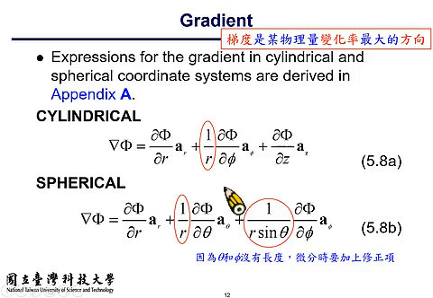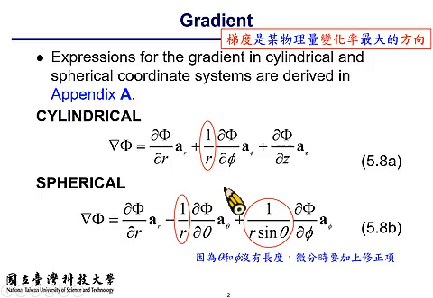The gradient operator in the Cartesian coordinate system is relatively straightforward. You are just taking the partial derivatives with respect to x, y, and z, and the results are placed in the x, y, and z directions.